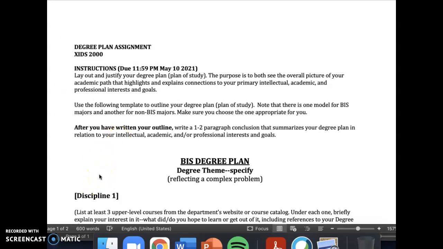So this will help you lay out and justify your degree plan, which is your plan of study in interdisciplinary studies. This will help you see the overall picture of your academic path, and this will highlight and explain connections to those intellectual, professional interests and goals that we've been looking at. This last section of the class has helped you to look at interests of yours through the integrative process assignment, and all of this last section of the class is about you.